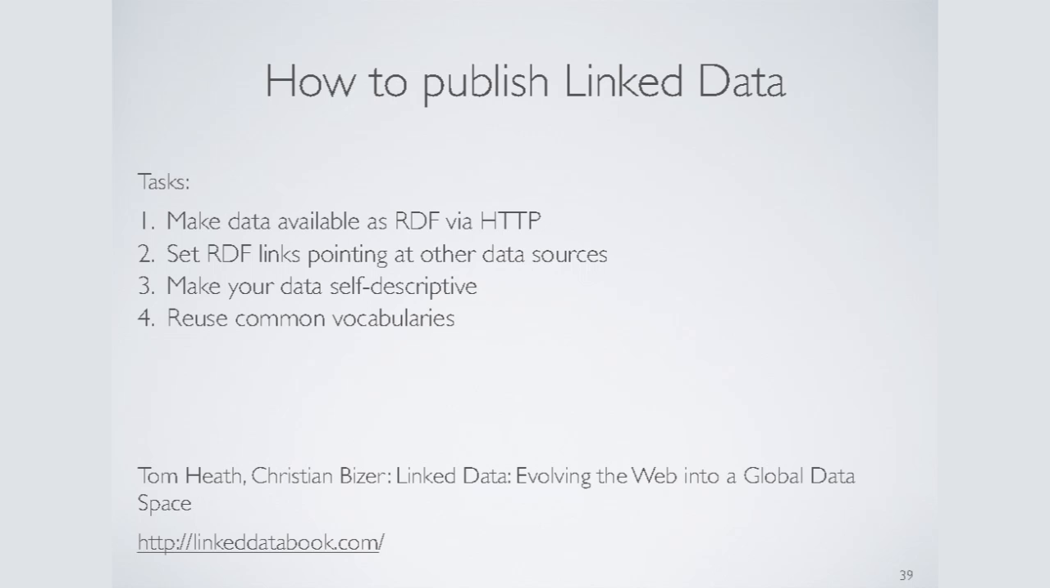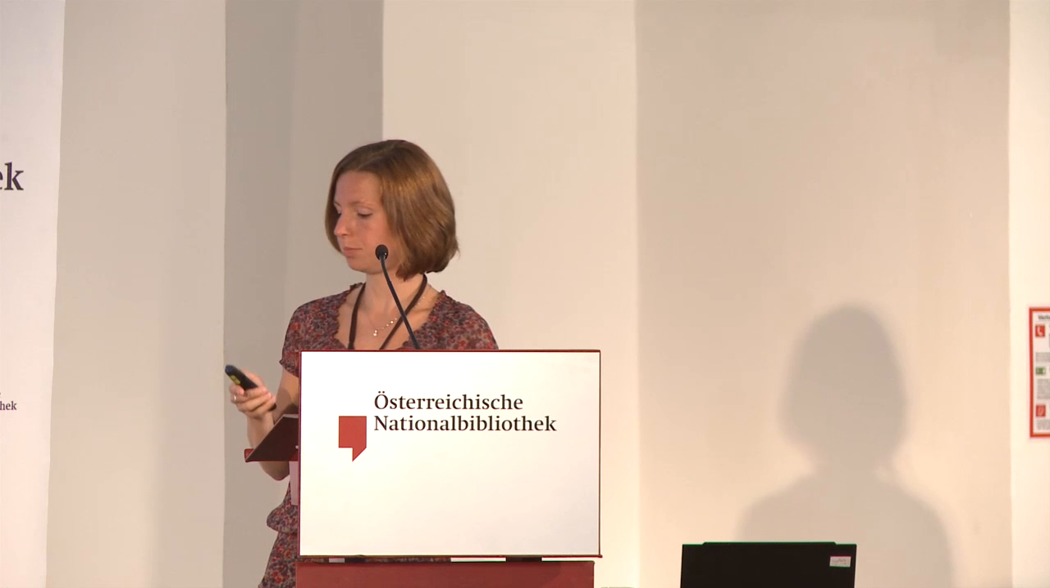So how do you publish linked data? First of all, make your data available as RDF via HTTP. Set RDF links pointing to other data sources. It doesn't have to be for equivalent entities on the web of data, but it could be any relation, for example, the author of a book. Make your data self-descriptive, which means make your schema also available on the web of data and dereferenceable. And if you can, reuse common vocabularies and schemata.